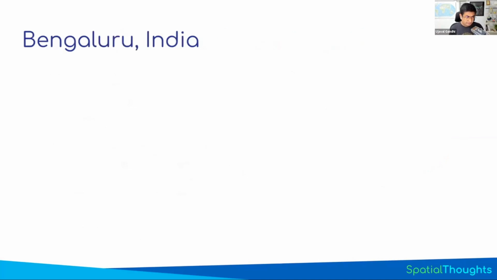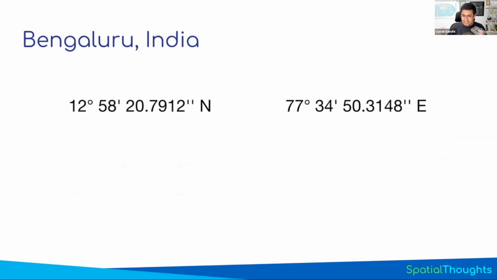So if you, for example, go to an airport, you might see a sign saying that this gate or this runway is at these kinds of coordinates. The way to read these coordinates is this: it's the coordinate of the city of Bangalore in India. It says 12 degrees, 58 minutes, so 58 parts of a degree, and 20.7912 seconds. So the single quote is minutes, double quotes is seconds. And this is north, so this is north of the equator. Similarly, the longitude is 77 degrees, 34 minutes, 50.3148 seconds east of the prime meridian. And you see coordinates like this often.